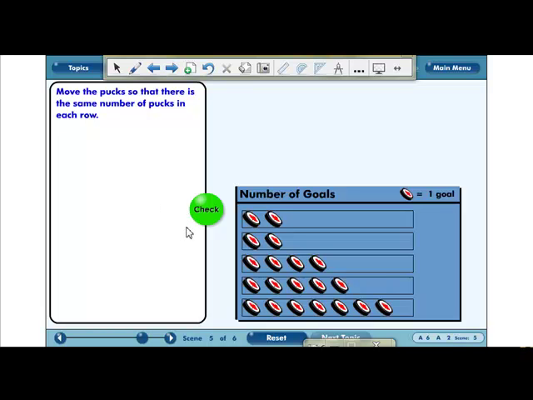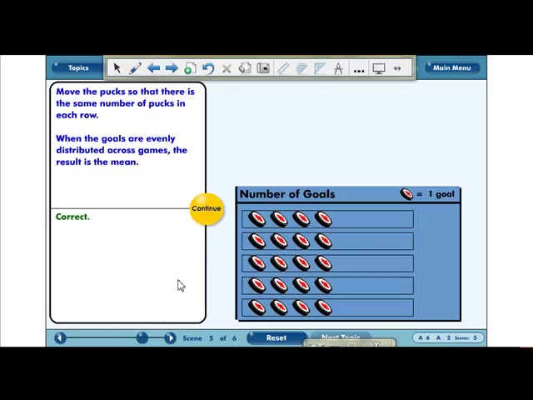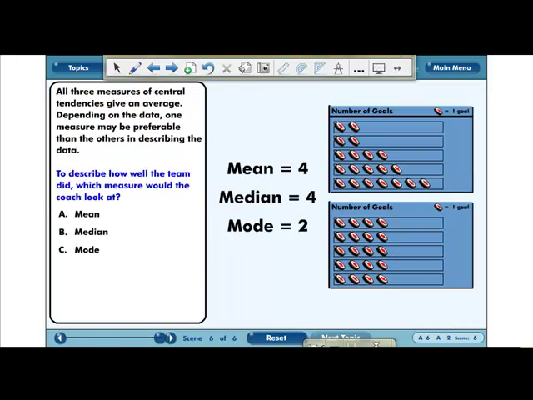Next, it asks us to move the pucks so there's the same number of pucks in each row. So let's move some of these pucks around. If I move them so that there's the same number of pucks in each row, let me shuffle this here so it looks a little straighter, we can see there are 4 in each row. And sure enough, when they're distributed evenly, it's called the mean, and that is 4, which we've already identified. So the mean is 4, the median is 4, and the mode is 2.